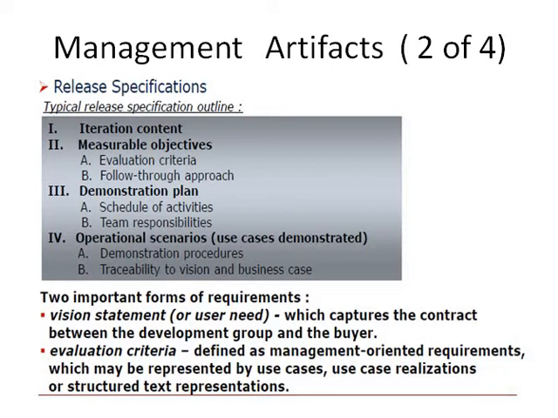What you need here is two things to be taken care of. The first one is the vision statement, and the second is the evaluation criteria. The vision statement definitely captures the contract between the development group. So this information should be evolving. Is it varying? Yes, it may, but varying slowly across the life cycle. So it should be represented in a way the user can understand it.